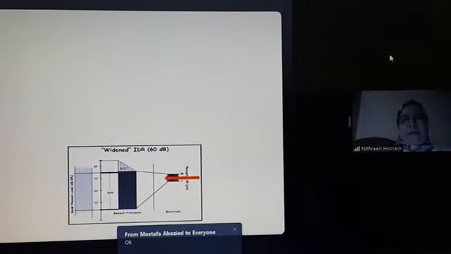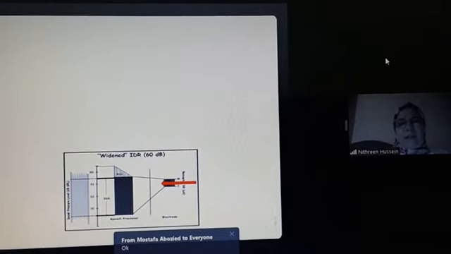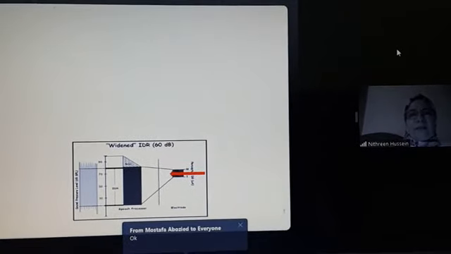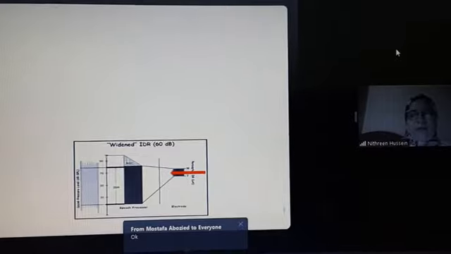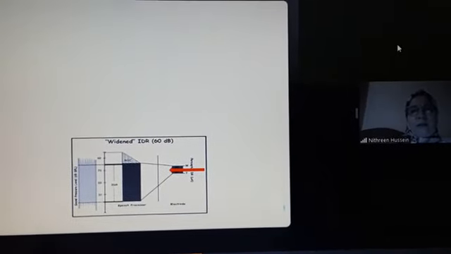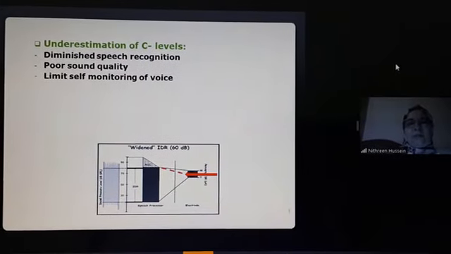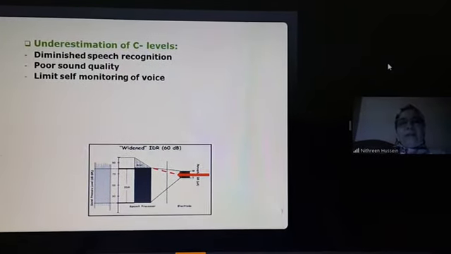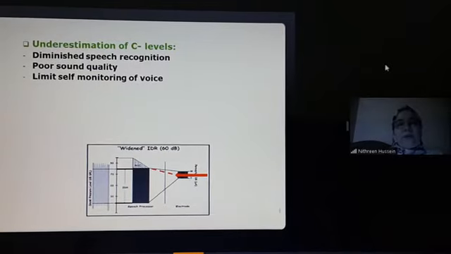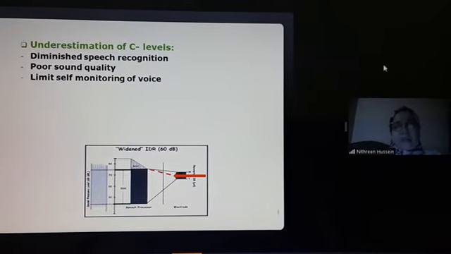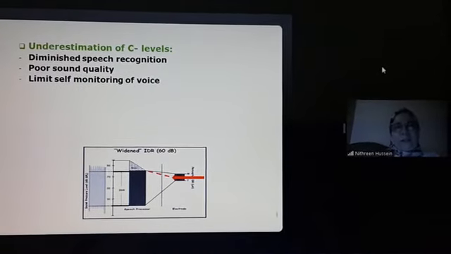So what happens if we set that C level lower than needed? C level is very important to hear the loud sounds. So if we set the C levels lower than needed for the patient, the sound will be compressed, and this decreases the speech recognition, producing poor sound quality, and even the patient will not be able to monitor his own voice. He will not hear his own voice.